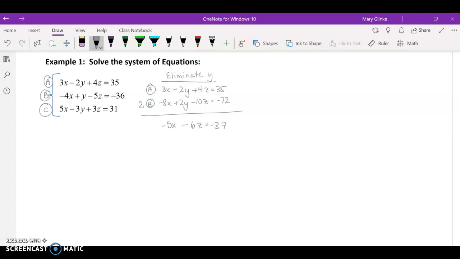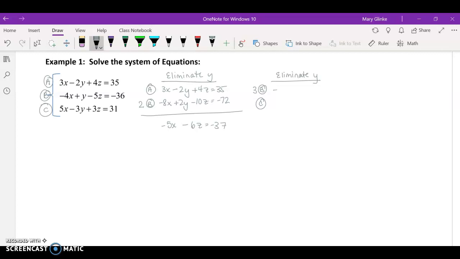So I'm going to pick the exact same variable and I'm going to eliminate it again. So eliminate y once more. But the problem is I already picked A and B, so I can't pick that combination again. So what I'm going to do is I'm going to pick B and C personally. So looking at this, I need to take B and I need to multiply it by 3.